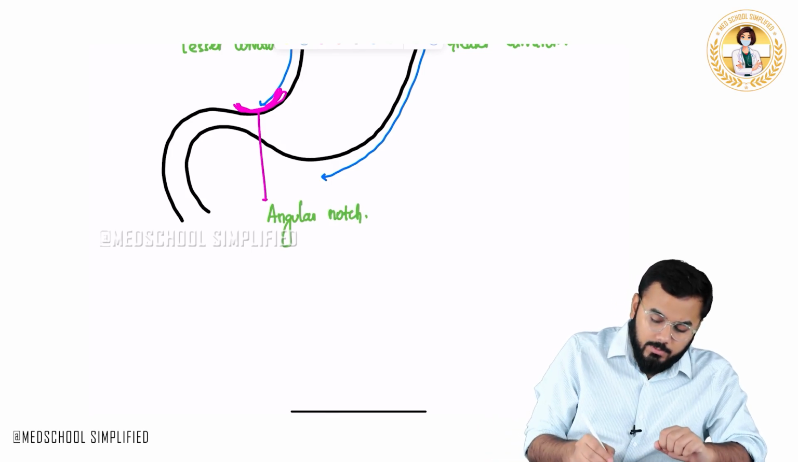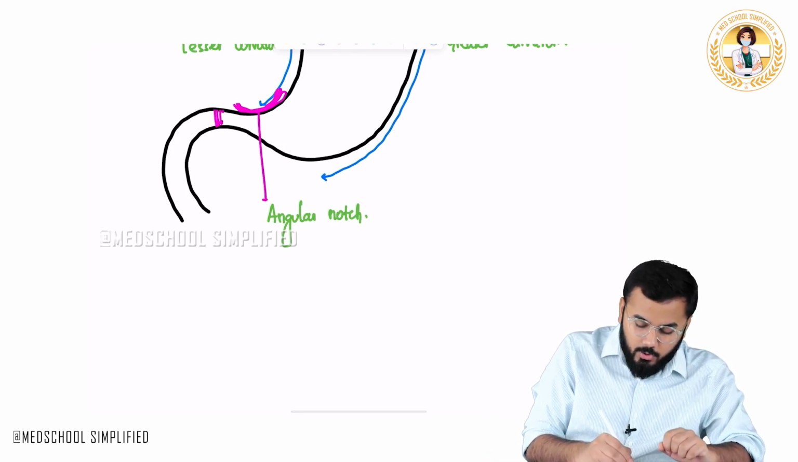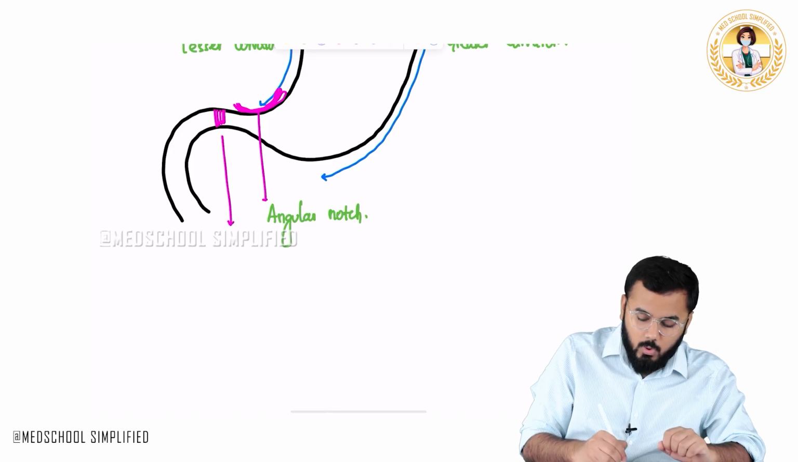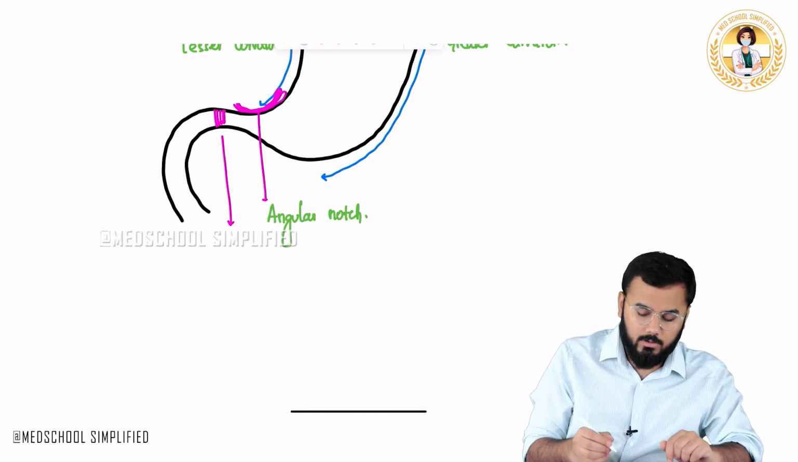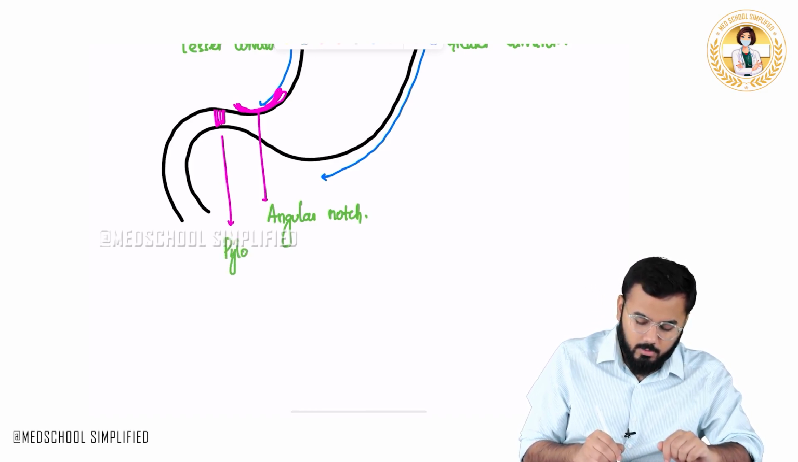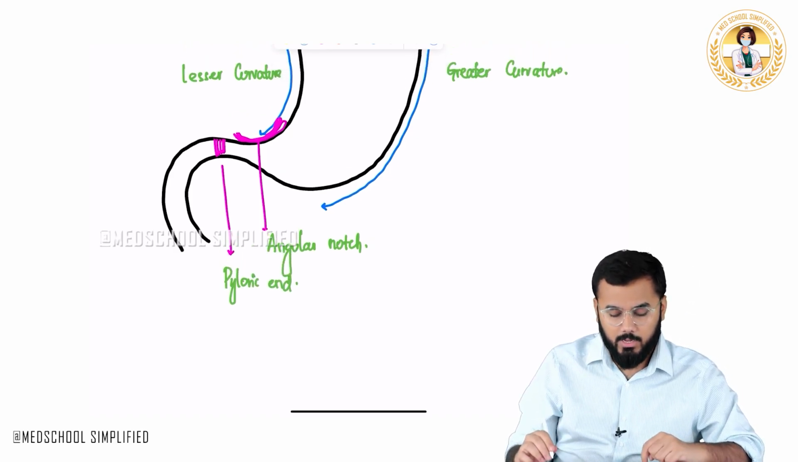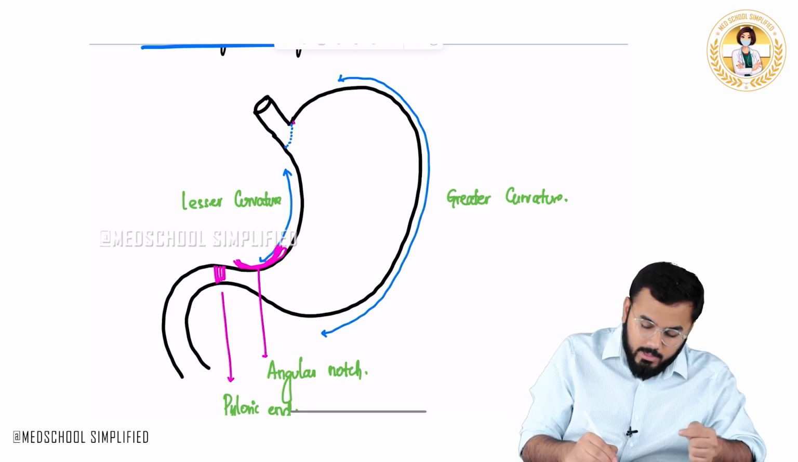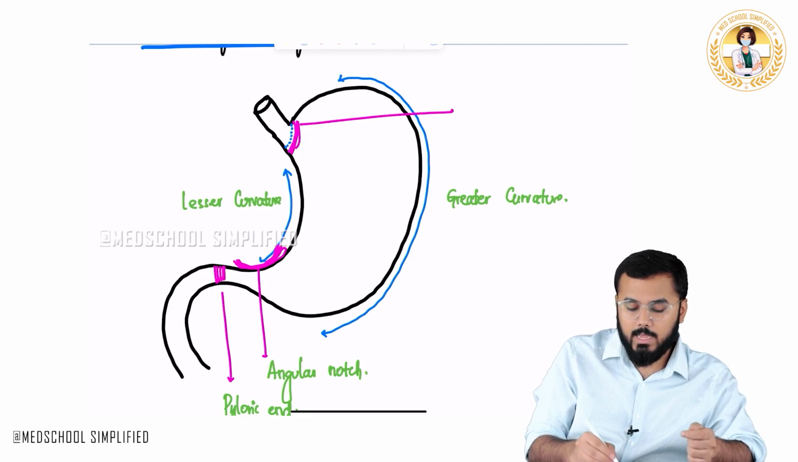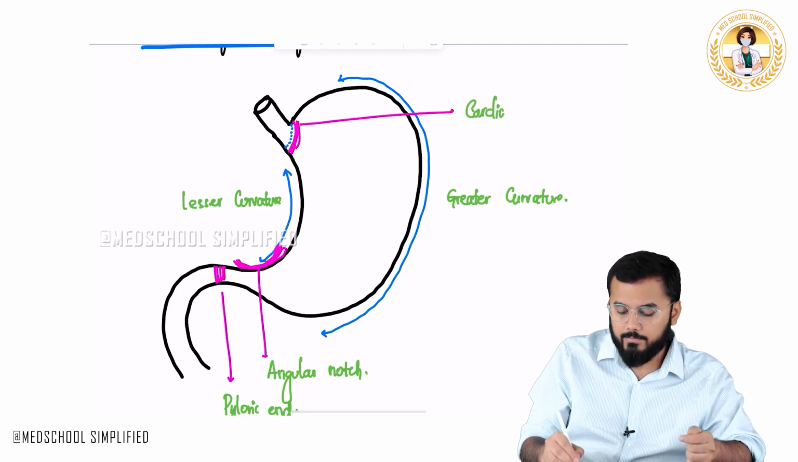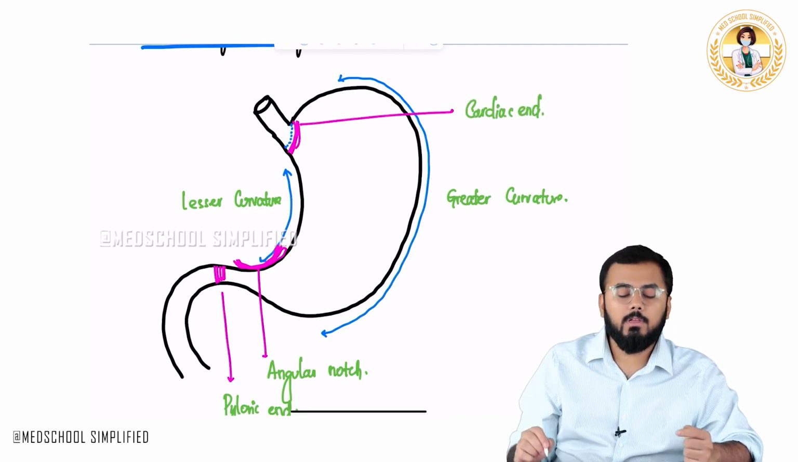Next important thing, this part which I am drawing is called the pyloric end of the stomach. Then if it is a pyloric end, exactly here, this end of the stomach is called the cardiac end of the stomach.